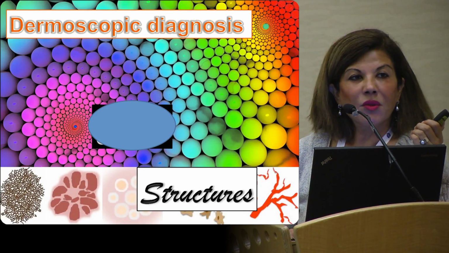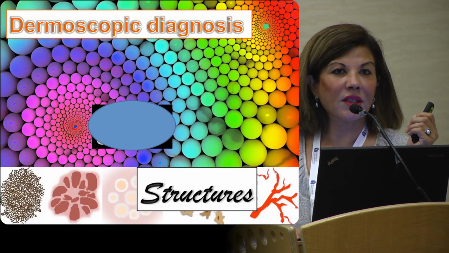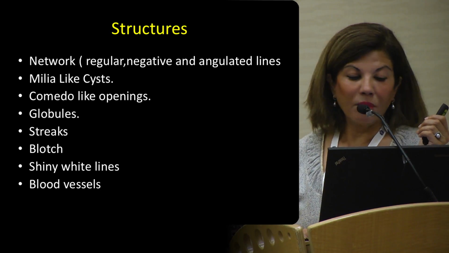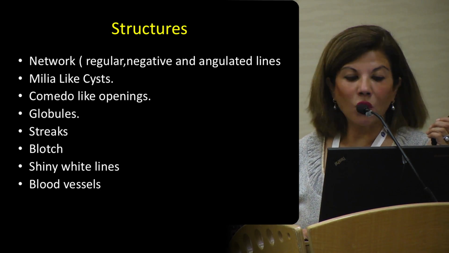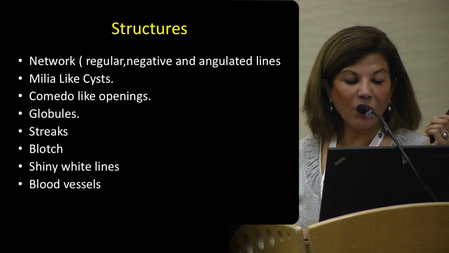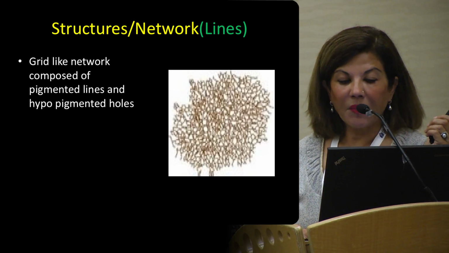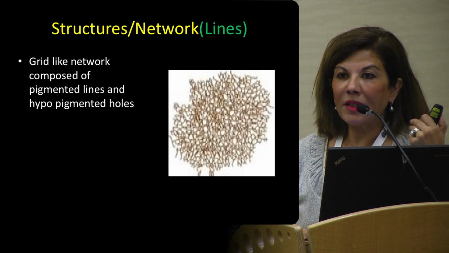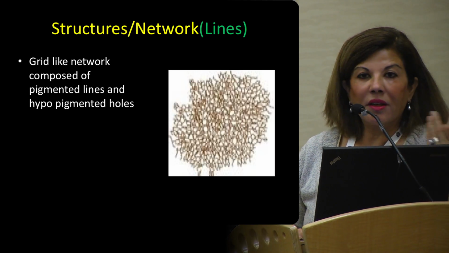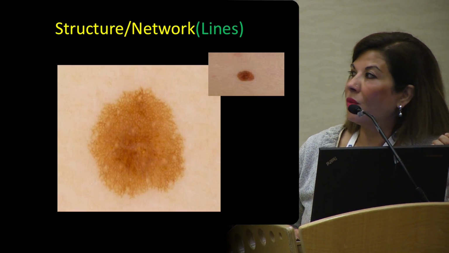The dermoscopic diagnosis requires a recognition of certain structures, and there are many structures that you can see underneath the surface of the skin. You can see network, milia-like cysts, comedo-like openings, globules, streaks, blotches, shiny white lines, and blood vessels. Let's start with the network. Network is a grid-like pattern of hypopigmented holes and pigmented lines, and this forms like a reticular pattern. And this is a dermoscopy image of what a network looks like.